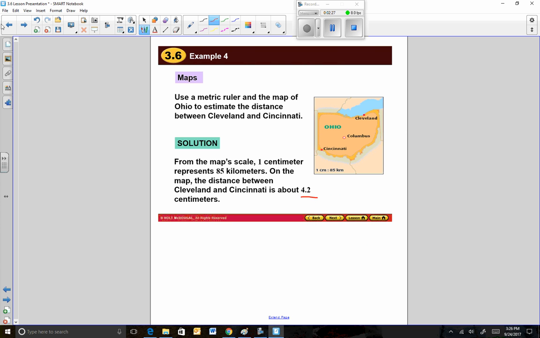All right, I would like you to take a look at this example. When you use a scale for a map, the scale is written right down here, 1 centimeter for 85 kilometers. So 1 centimeter on the map is equal to 85 kilometers in real life. Now, the question asks you to use a metric ruler and the map of Ohio to estimate the distance between Cleveland and Cincinnati. If you measure that distance, you will find that it's 4.2 centimeters.